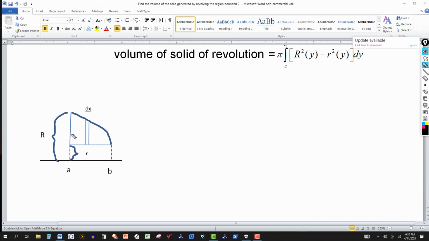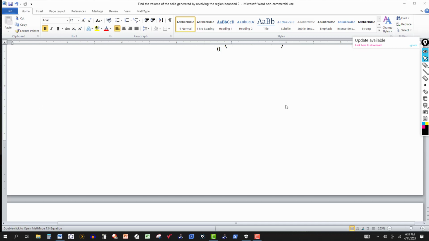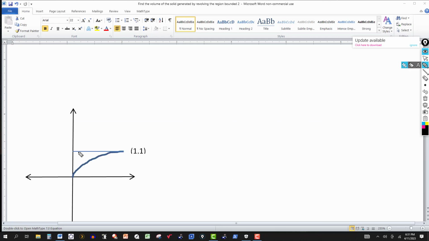Now, if you have it the other way, if you're rotating about a vertical axis, it will be this way. And the width of this strip will be dy. So the variable of integration would be y, or dy. Go back then to what we have here. So this is the line y equals 1 here. And this x equals 0 is, of course, the y-axis.